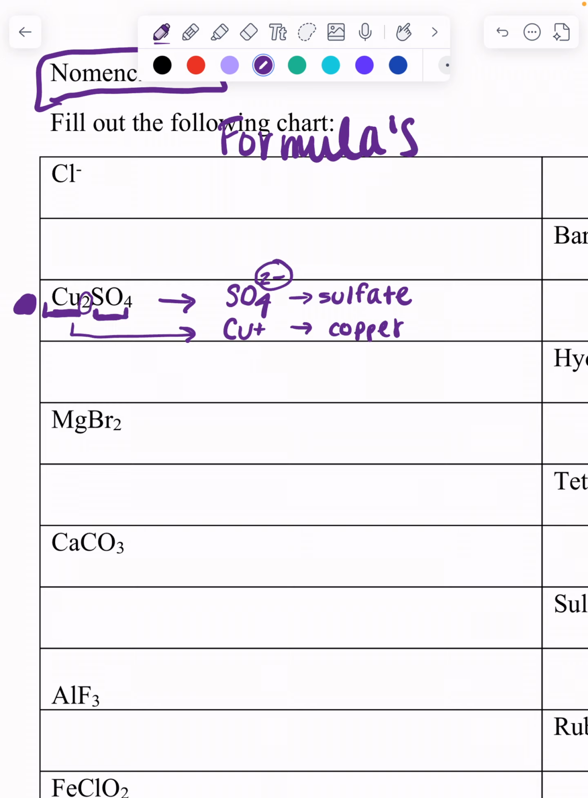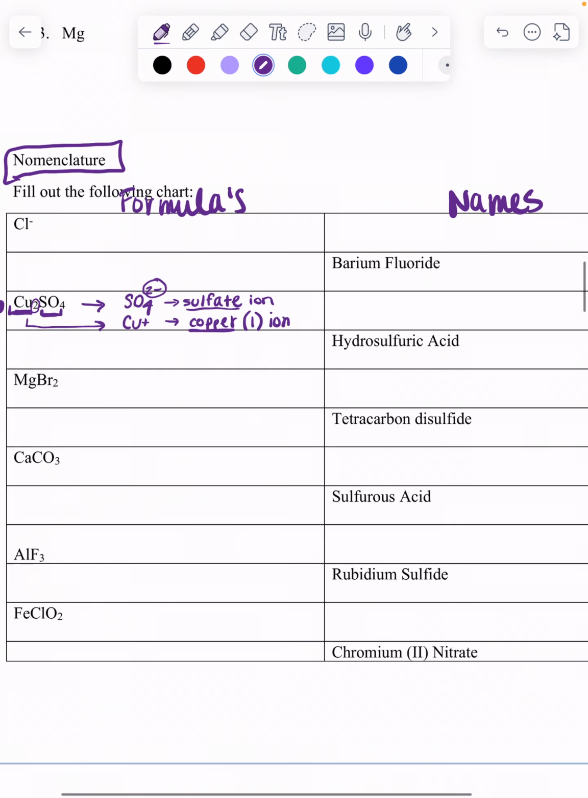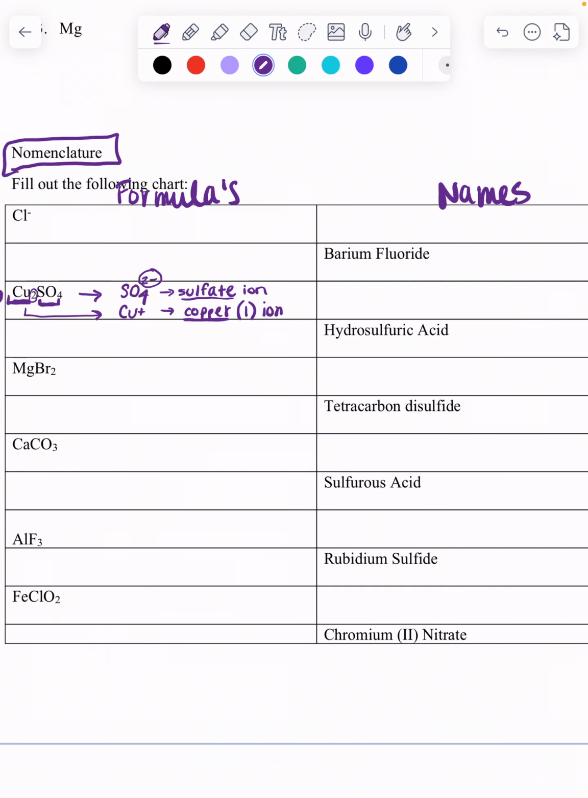Now, when we're naming these, I try to name these ions separately first before putting it all together. I know that this is a sulfate ion. The question is, how do I name this one? If you remember, with our transition metals, we have to have our charge in parentheses. So I know that it's copper +1, so I'm going to put 1 here, copper 1, and then I'm going to put ion behind it. So I have successfully broken apart this compound and named both of its ions, and now the last thing to do would be to come over here and put it into a name. What is my official name of Cu2SO4?